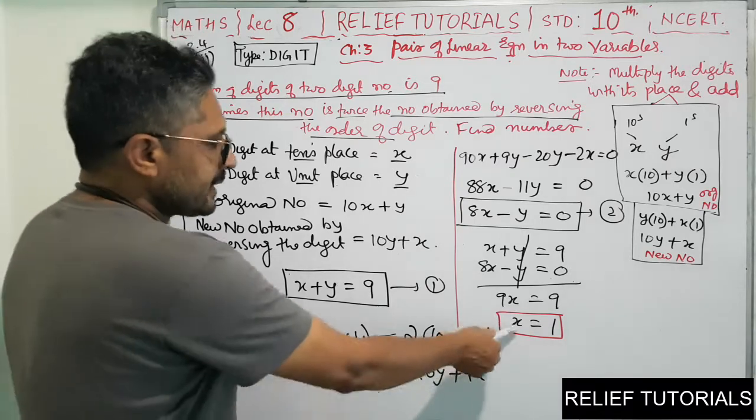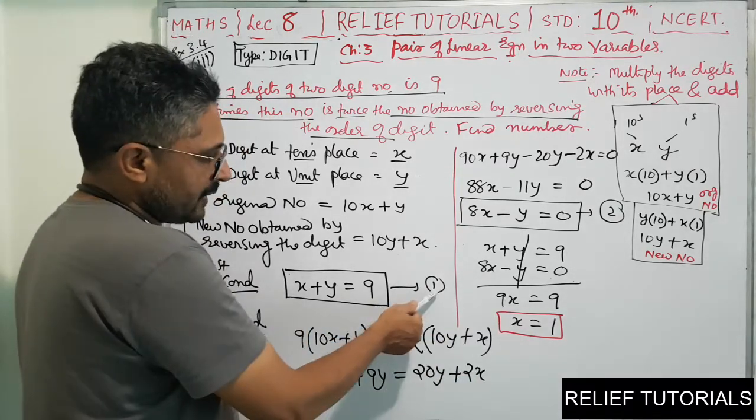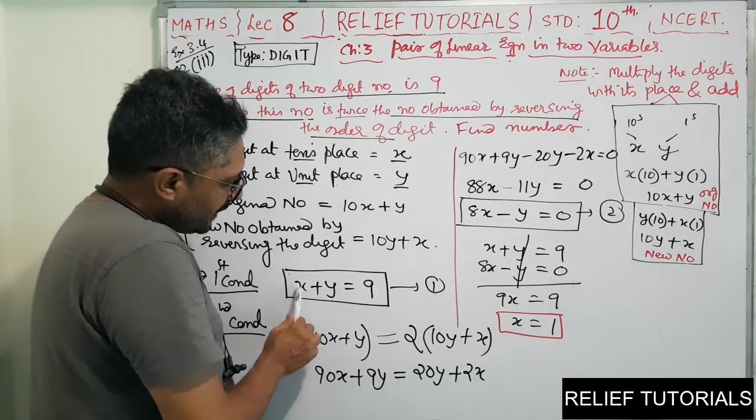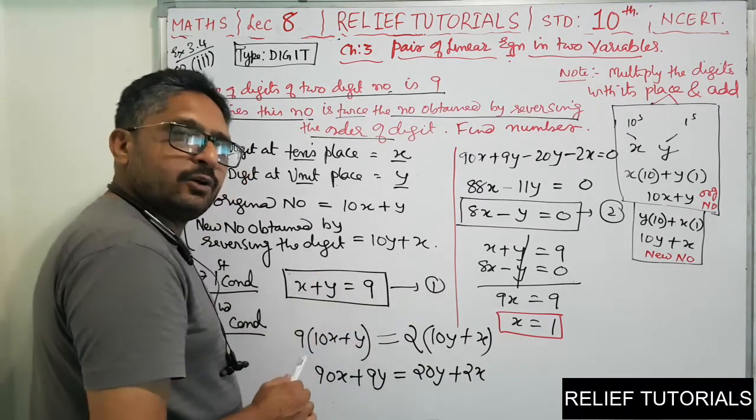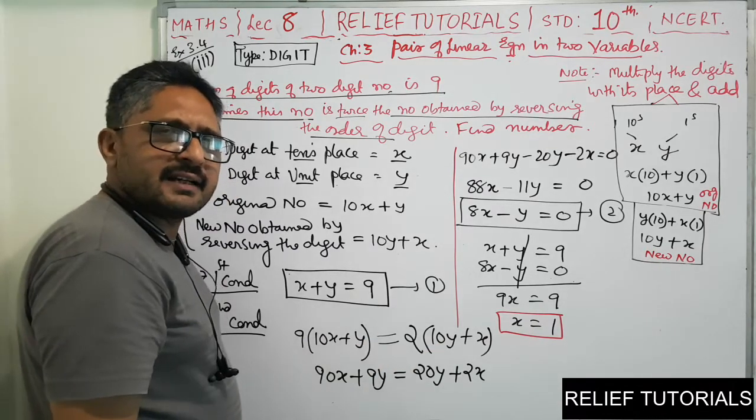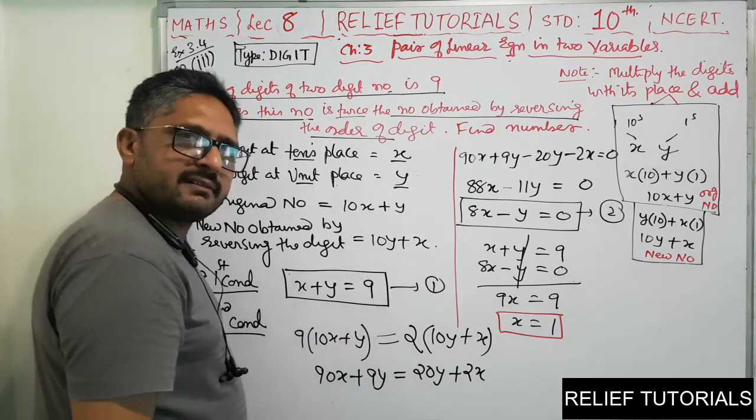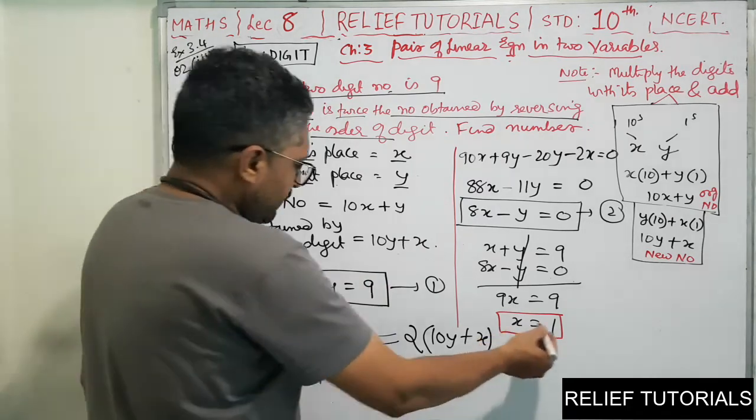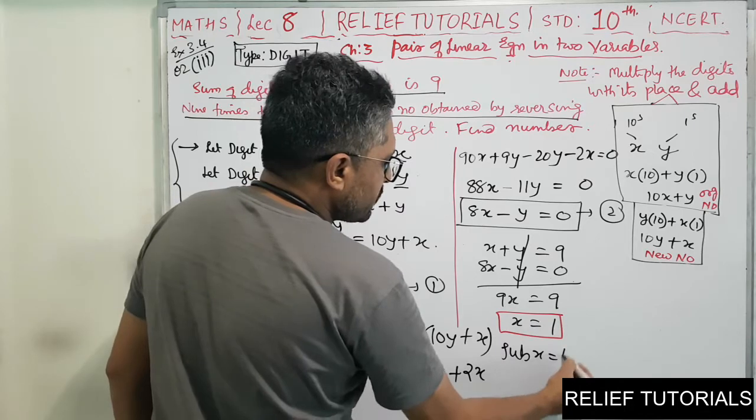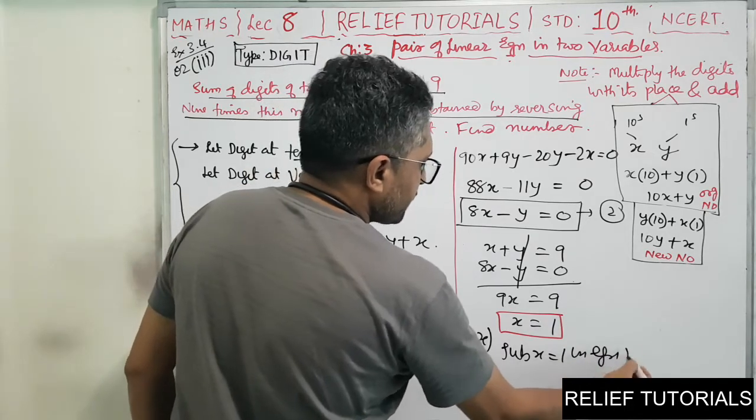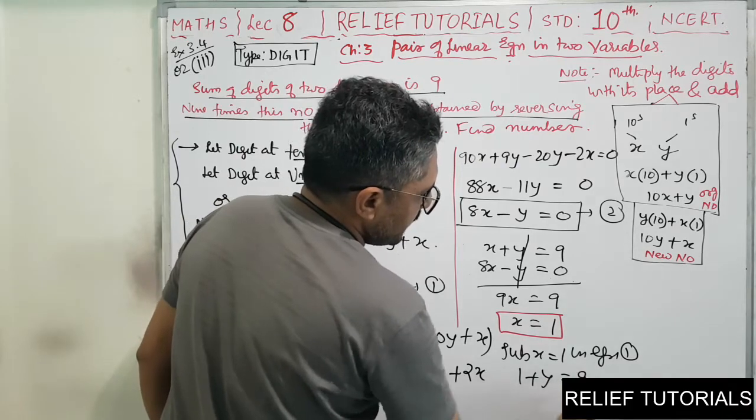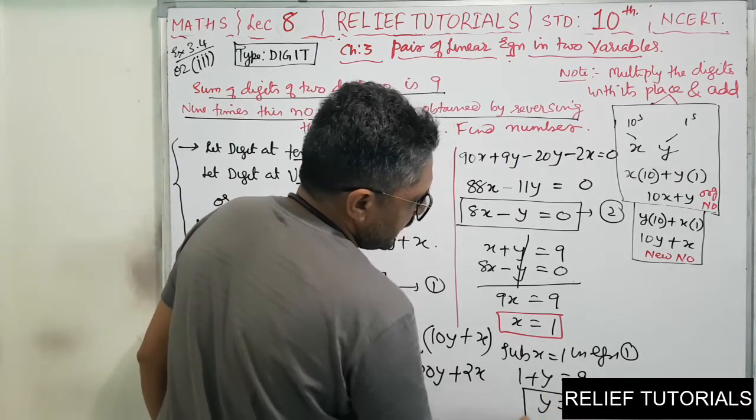Now substitute x equal to 1 in equation 1. So x is 1. See, 1 plus y equal to 9. So 1 plus 8 will be equal to 9. So y is equal to 8. So directly you can write here, y is equal to 8. Substituting x equal to 1 in equation 1, 1 plus y equal to 9, so y is equal to 8.